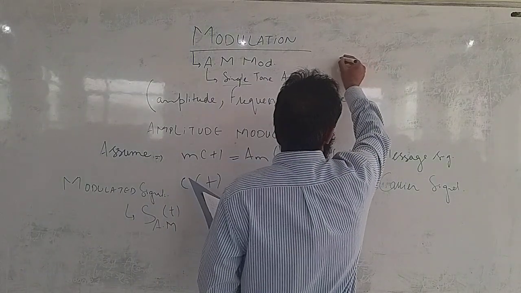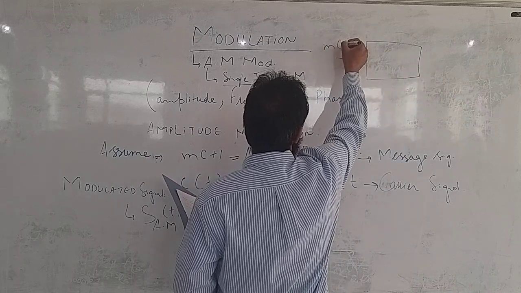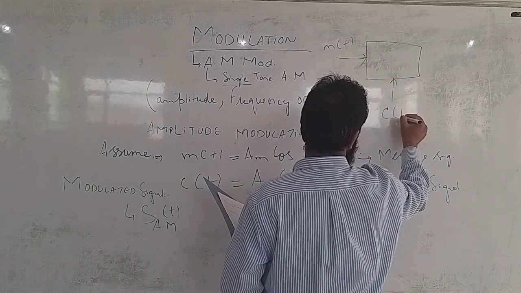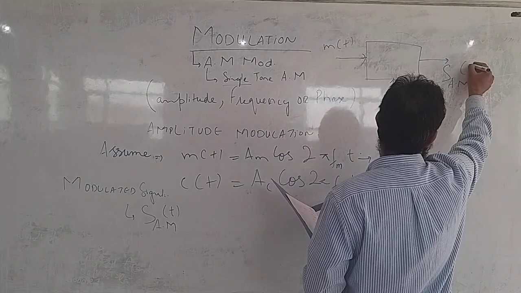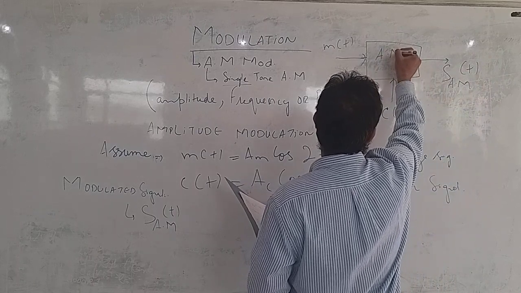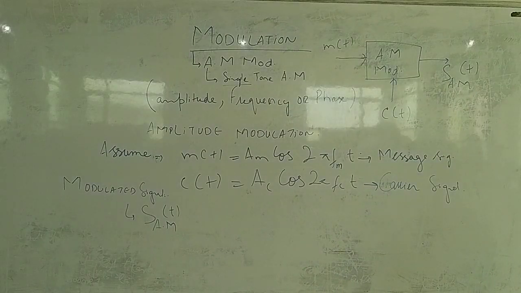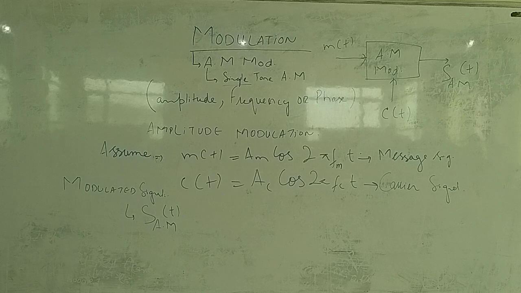How do I do this? If I make this using a block diagram, suppose this is M of T and I give it another signal by the name of C of T. What it generates is S of AM of T. This is an AM modulator. ब्लॉक डायग्राम एक छोटी सी फिगर होनी चाहिए जब आप AM को डिस्कस करें आपके आंसर्स में, एग्जाम में. ये छोटी सी ब्लॉक डायग्राम्स एंड ऑल दैट दे शुड बी देयर बिकॉज दैट इज व्हाट मेक्स अ गुड आंसर.